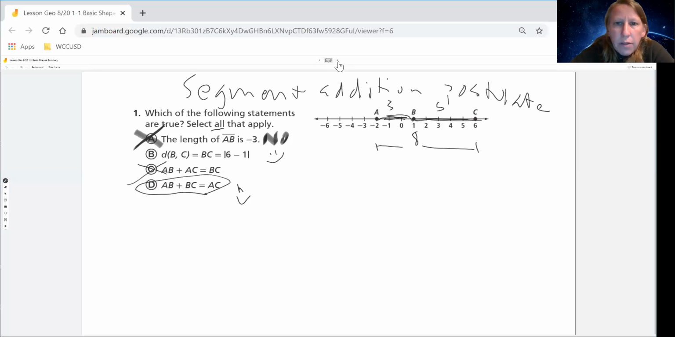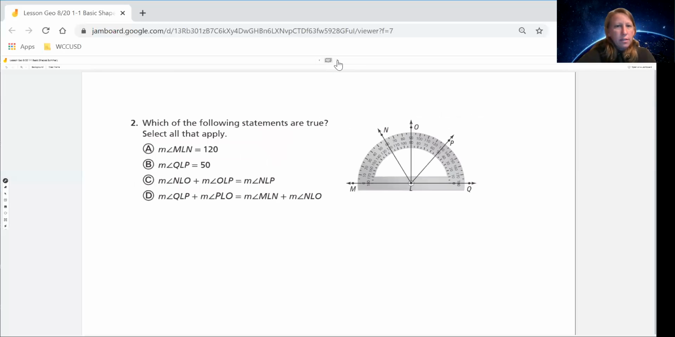All right, let's look at another math problem that we could do in a geometry class. This one is asking us to measure, use the protractor. Again, we're selecting all that apply, and we're trying to see what adds up correctly. So I'm going to look for the measure of angle MLN. I think I'll do it in this color. We'll go from M to L to N. And I'm asking if the inside here is 120 degrees out of a whole circle.